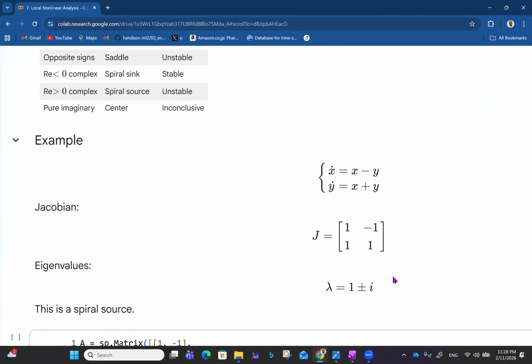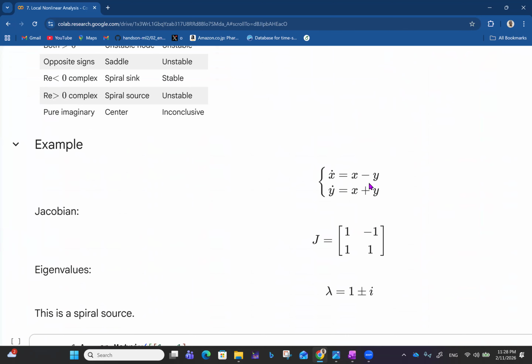Okay, let's have an example here now. You have x dot equals x minus y, and y dot is x plus y. This is still a linear system technically, so the Jacobian is straightforward. You just take the coefficients of the variables. That's 1, minus 1, 1, 1. Or if you differentiate, as we said, you still get the same thing. So the eigenvalues here, you have 1, minus 1, 1, 1, right? If you remember how to compute eigenvalues.